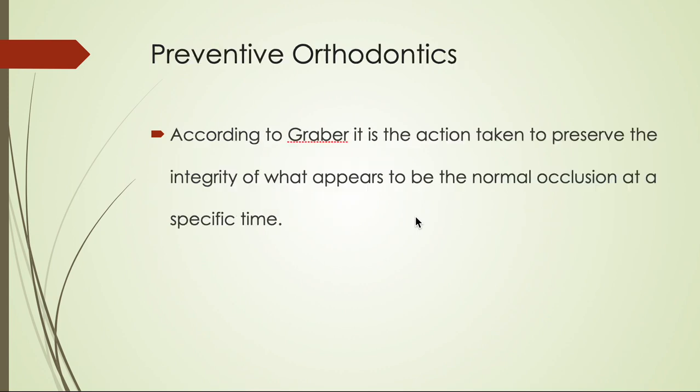Now we will deal with the first of these branches, that is preventive orthodontics. Preventive orthodontics is mainly to prevent the malocclusion before the occurrence of the malocclusion. According to Graber, it is the action taken to preserve the integrity of what appears to be the normal occlusion at a specific time. To do whatever is necessary to preserve what is normal is known as preventive orthodontics.